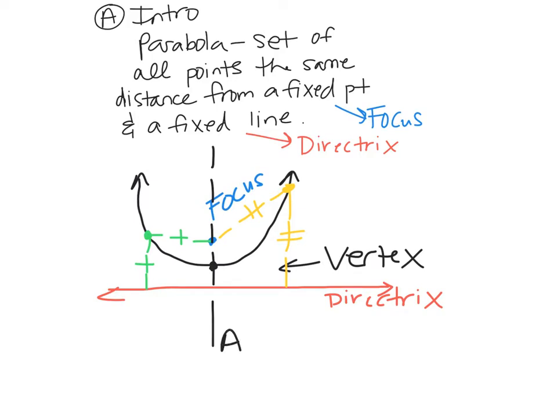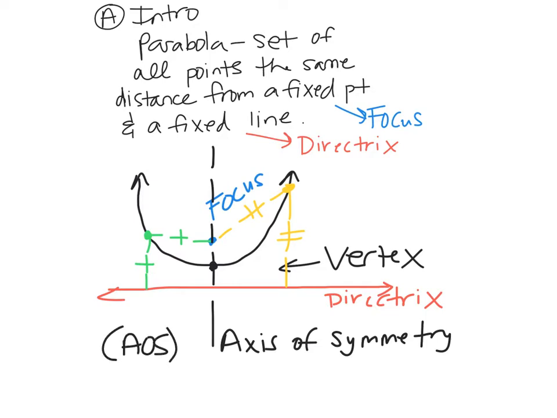Axis of symmetry. Remember that? That's really good if you remember that, because that's way back in lesson 4.2 maybe. That's way back in chapter 4. That's called the axis of symmetry, or the AOS, if you will. The axis of symmetry is always going to be through the vertex, through the focus, and what does it do to the directrix? It is perpendicular, a 90-degree angle.